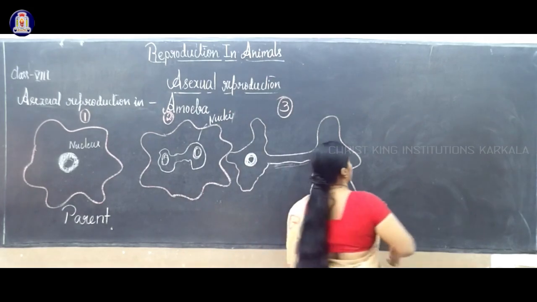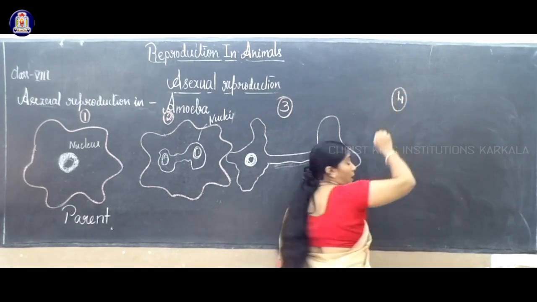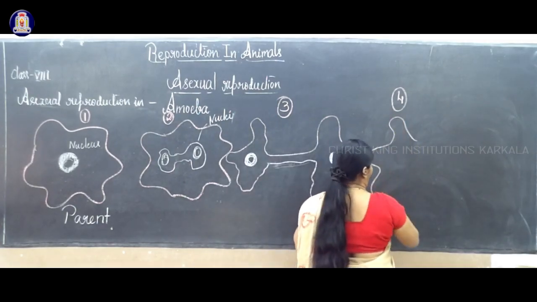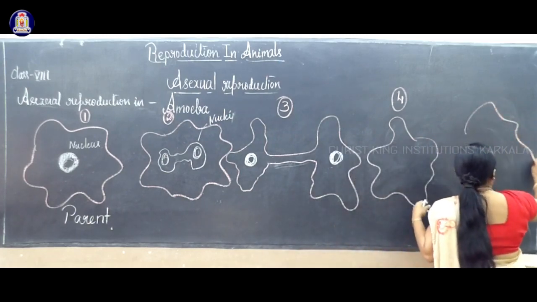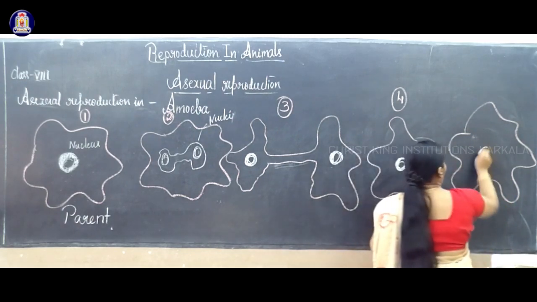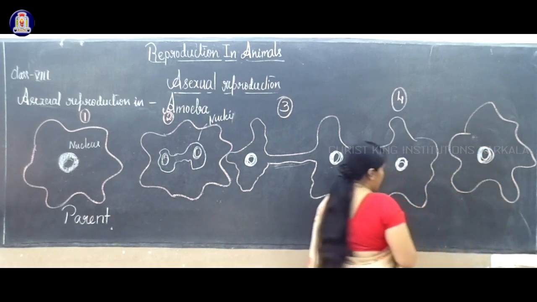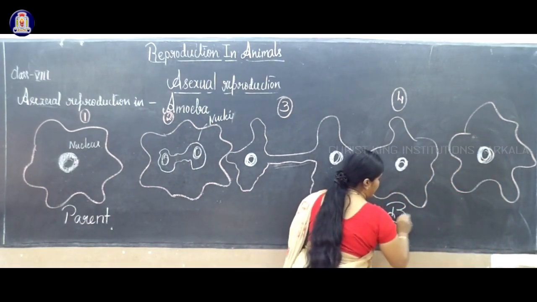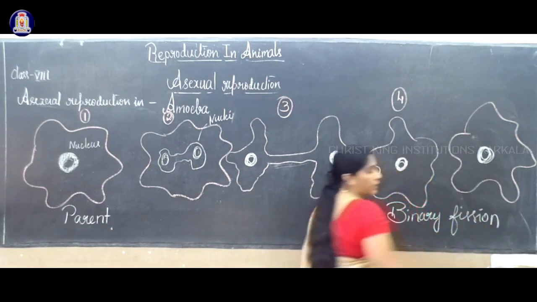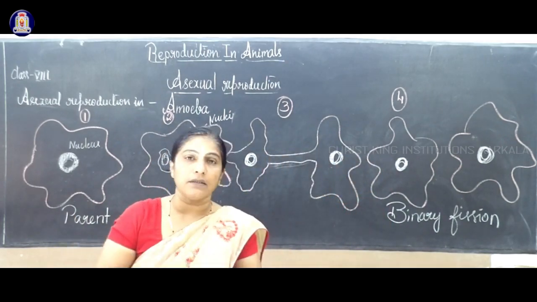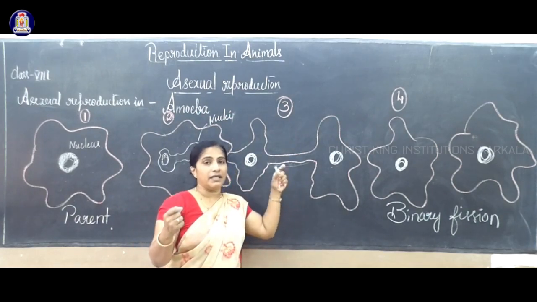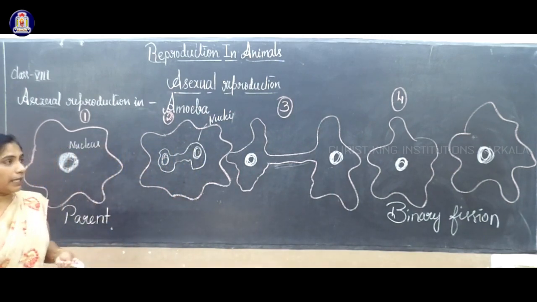Then the last stage, in the fourth stage, what will happen? Observe carefully. The parts detach, and there is a formation of separate amoeba cells, new offspring, two daughter cells with two nuclei. This process is called binary fission. What do you mean by fission and fusion? There is a difference. Fusion means coming together. Fission means breaking. So this is binary fission.